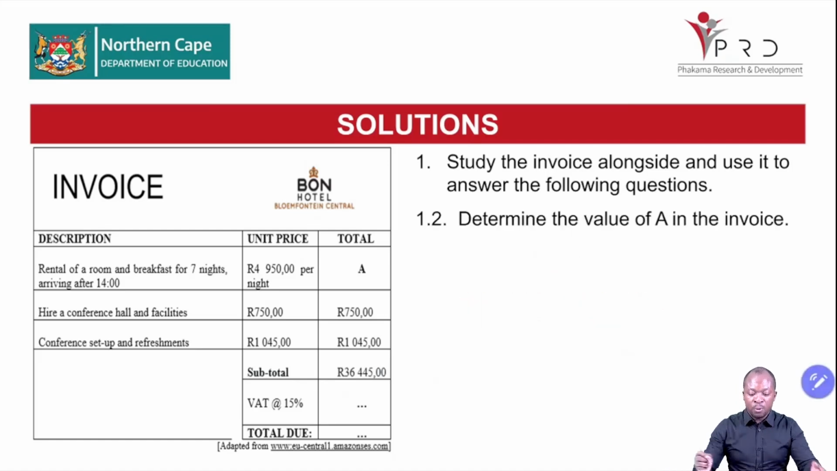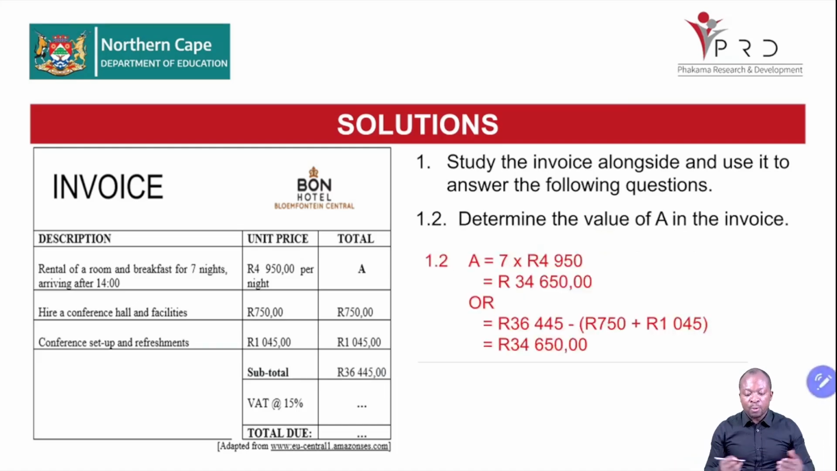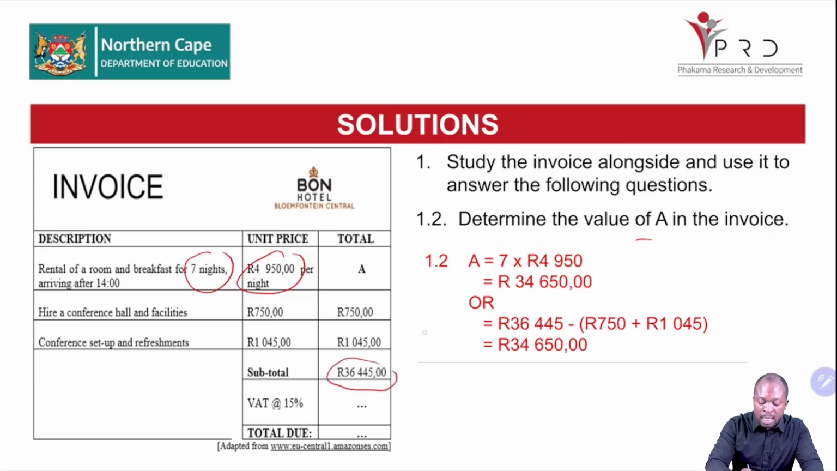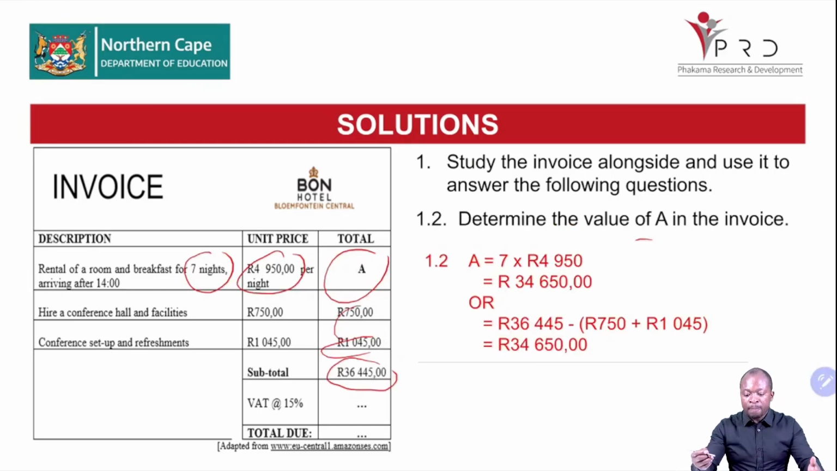So now let's go to the next one. Now we are filling in the answers. The first one, they were asking us to write the full acronym for VAT, which is what? Value added tax. The next one, they wanted us to calculate or determine the value of A. Like I was saying, we are spending 7 nights there. Every night is 4,950. So we just multiply them. Or because they have given us the subtotal, what we can do is to subtract all the remaining other values. Whatever is left is the value of A. The next one will be determine the value of A, which we've done.